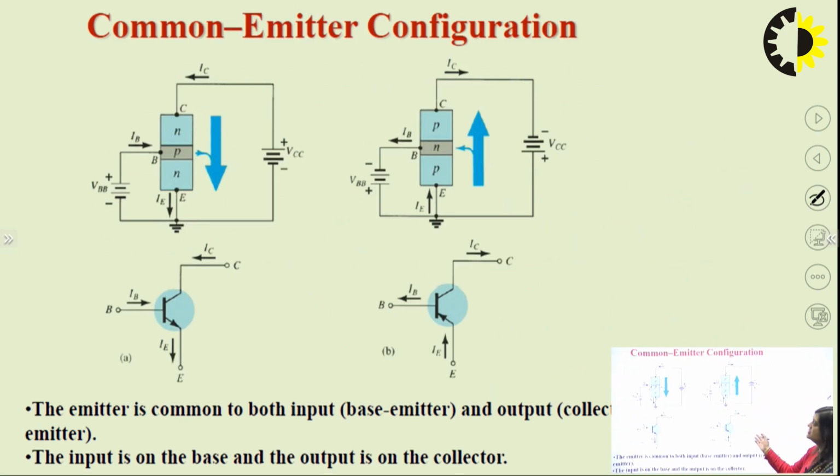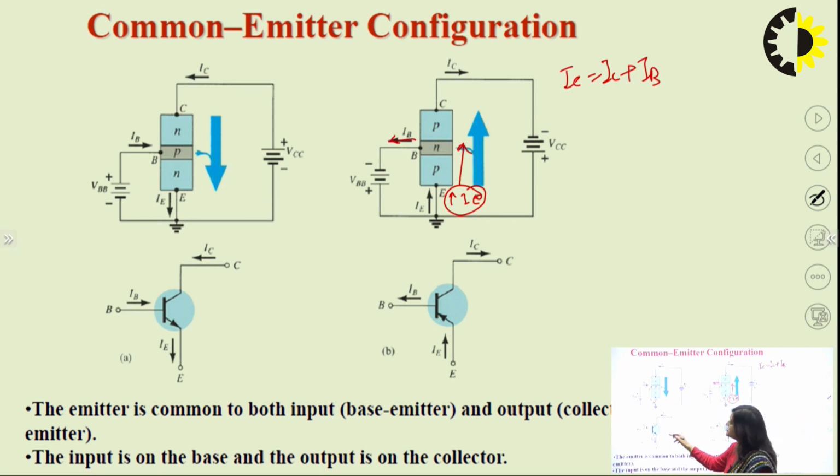So this is how we can connect the NPN transistor in common emitter configuration, and this is how we can connect the PNP transistor in common emitter configuration. The direction of current is always from P to N. That's why the emitter current is in this way. The emitter current is the sum of IC plus IB. So first of all we have to mark the IE current, and with the help of this equation we can mark the IB current and IC current.